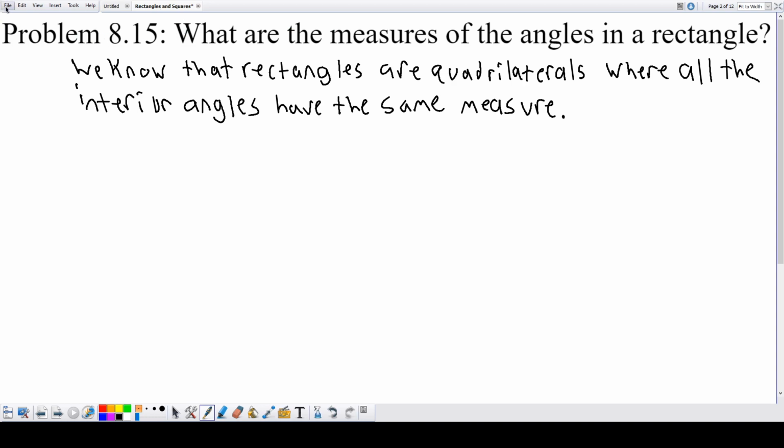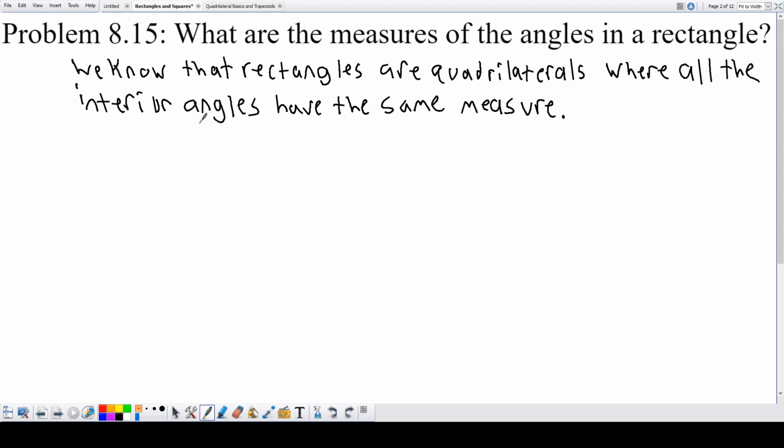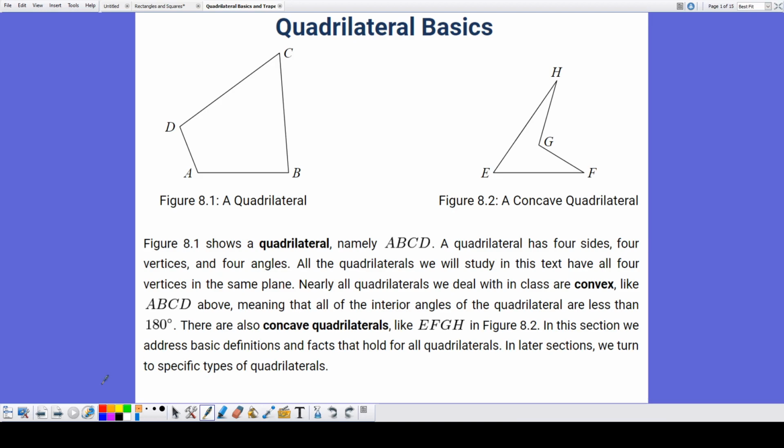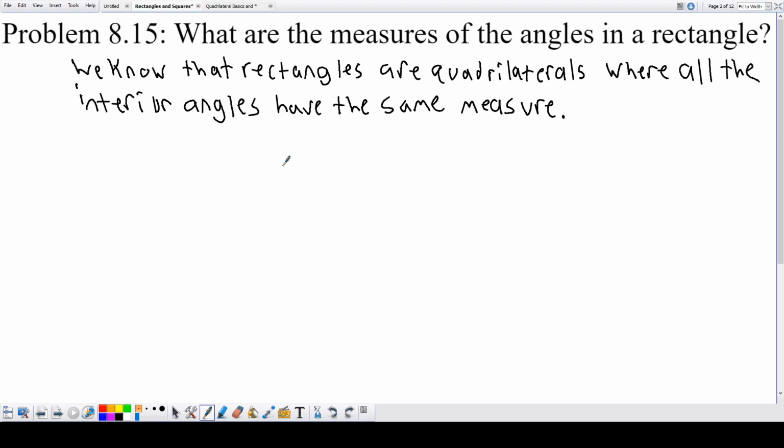Now, the objective is to find out specifically what that measure is. Now, part of this definition is that rectangles are quadrilaterals. Well, what do we know about quadrilaterals? Well, one of the first things that we proved was that the interior angles of any quadrilateral add up to 360.